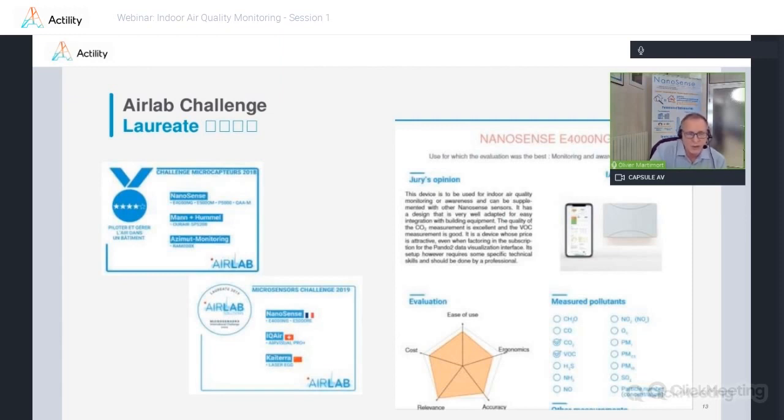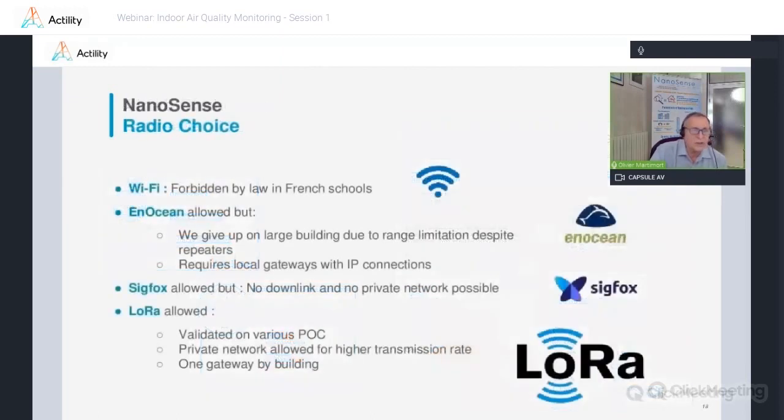As you can see, the result is that we are quite balanced between relevance, cost, ergonomics, accuracy, and so on. Regarding the choice of radio for our probes, we decided not to use Wi-Fi because it's forbidden in a French school, and also it's not as reliable as we would like. Of course, we have an option for building automation, and even if for some monitoring we give up this solution for long range, we decided not to use Sigfox because there is no downlink and no capability of a private network.